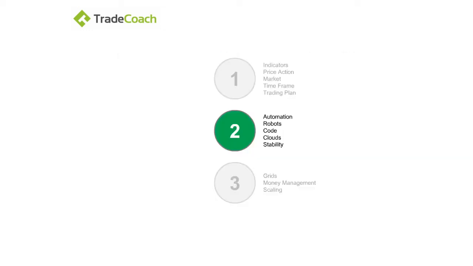Will you make some mistakes? It's time to discuss trading journey number 2: automation, robots, codes, clouds, and stability, because this is how we trade lots of trading plans at the same time.